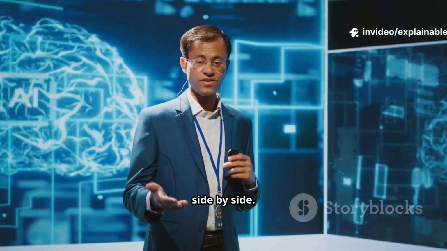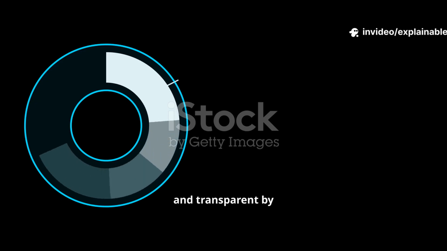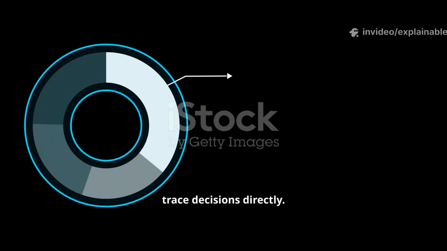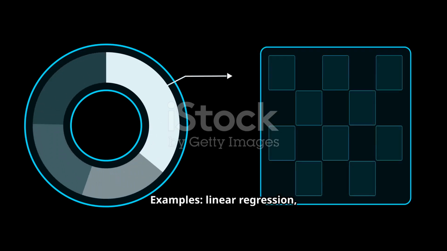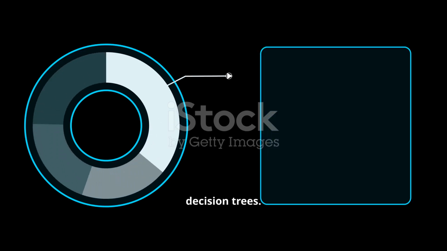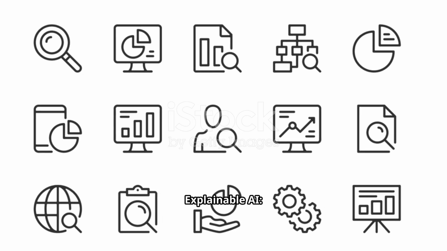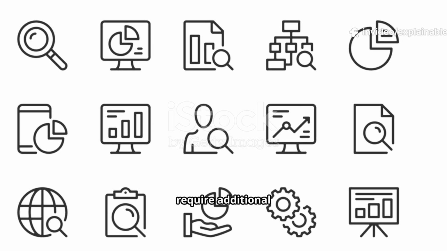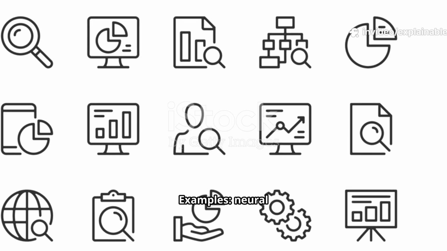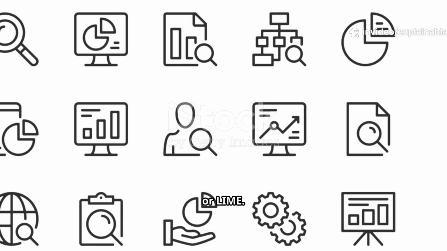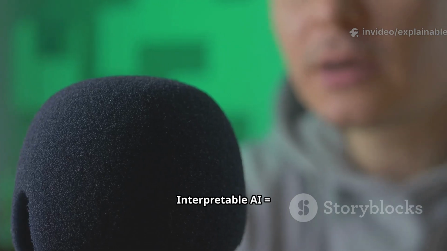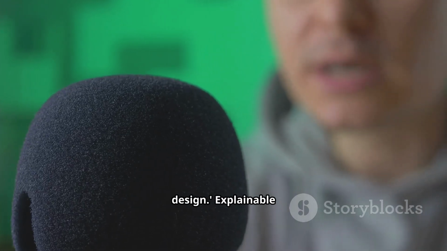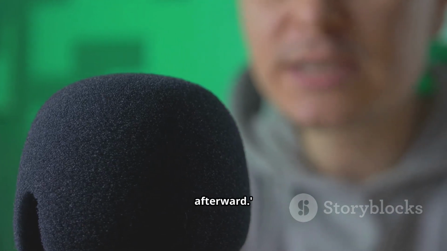Let's compare them side by side. Interpretable AI. Models are simple and transparent by nature, easy to trace decisions directly. Examples: linear regression, decision trees. Explainable AI. Models can be complex and black box and require additional techniques to explain. Examples: neural networks with SHAP or LIME. In short, interpretable AI equals understandable by design. Explainable AI equals black box, but we add explanations afterward.